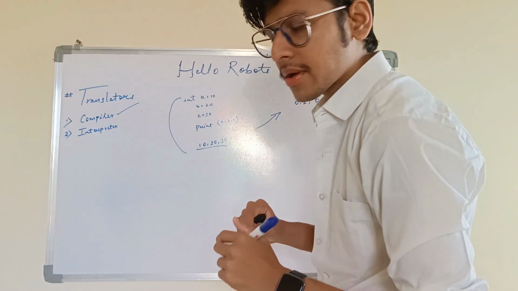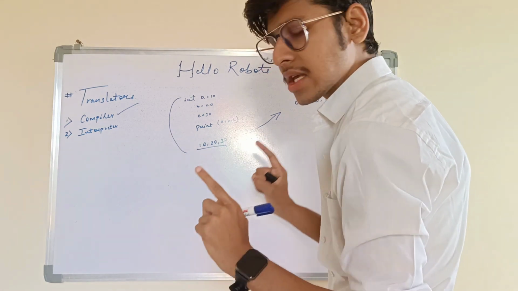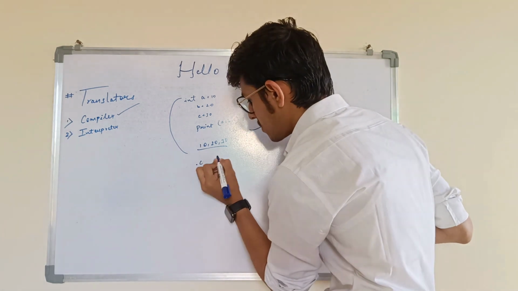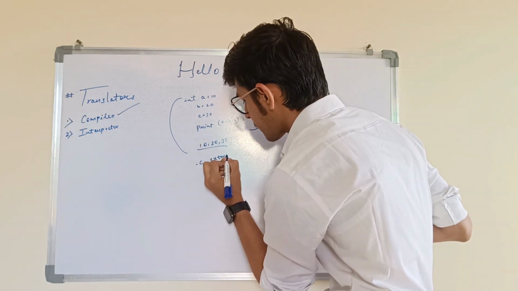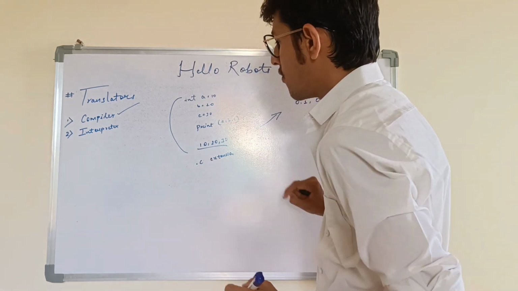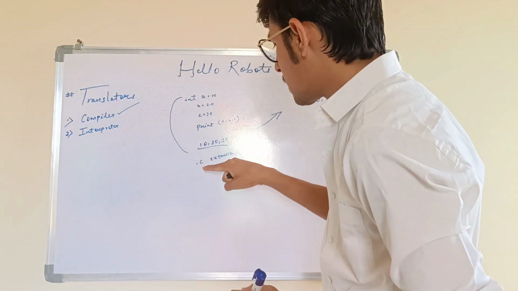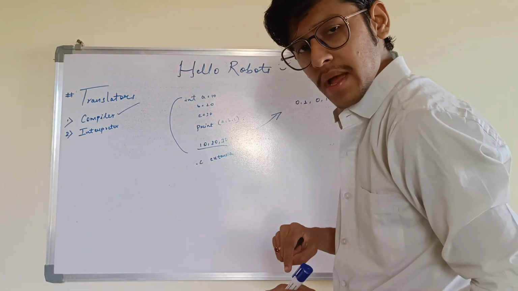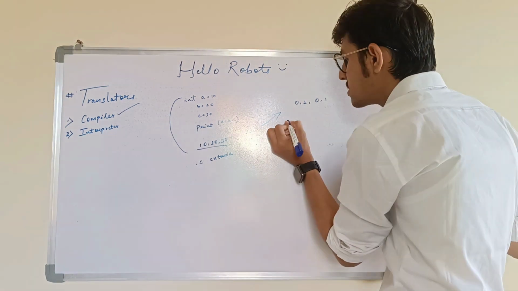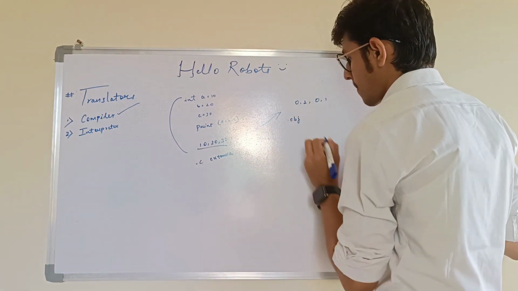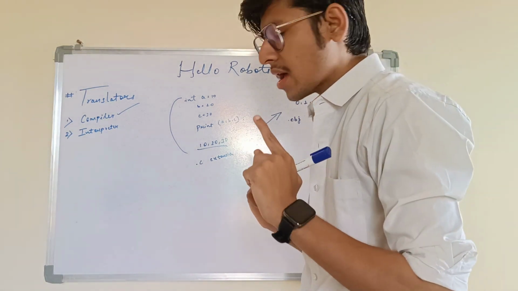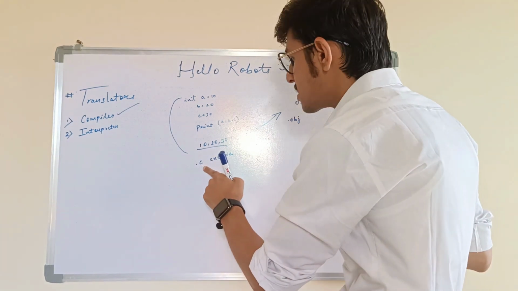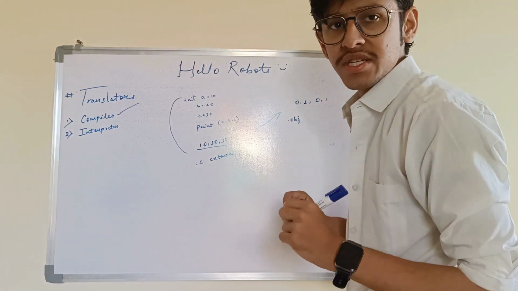I'll tell you one more thing. Whenever you write a C program, it is in the form of a .c extension. Whenever you execute this code, the compiler will compile the code and convert it into a .obj file. Listen carefully: whenever the compiler compiles this code, the .c extension will be converted into the .obj extension.